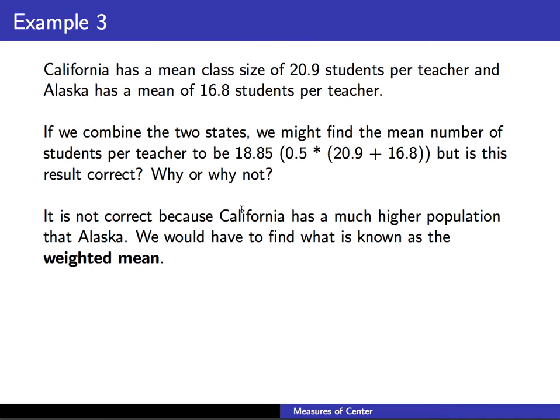So it's not correct because, again, California has a much higher population than Alaska, and we would have to find what is known as the weighted mean. In other words, because California has so many more citizens than Alaska does, it has a much higher weight that is going to impact what the actual average is. And here with this 18.85, it's like it's split 50-50, which we know is not even close to true.